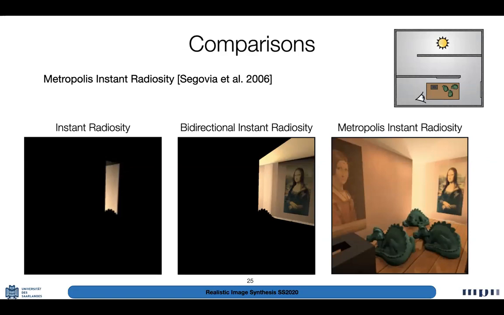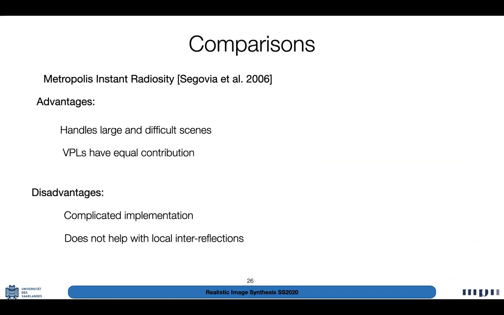But the problem with this Metropolis approach is that, as is well known, it's quite complicated to implement, and it again does not help with the local interreflections. The advantage, on the other side, is of course that it can handle large and difficult scenes, which we just saw, where the light source was not in the same room, and it managed to capture the illumination pretty well. And of course, the VPLs have equal contributions there.